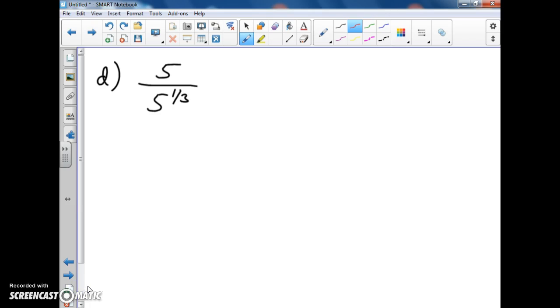Okay, so we're dividing, right? Okay, so this is 5 to the 1 power, right? All right, so now when you divide, you subtract. Okay, so it's going to be 5 to the 1 minus 1/3. Okay, so it's going to be 5 to the 2/3. You got it. It's 5 to the 2/3. Okay, now tell me what that means.